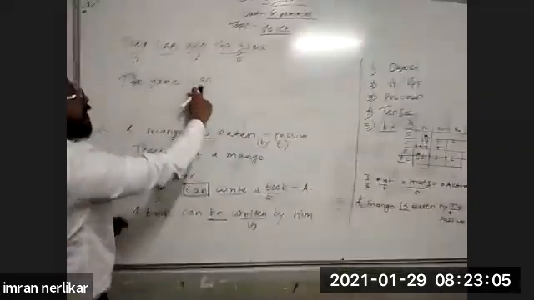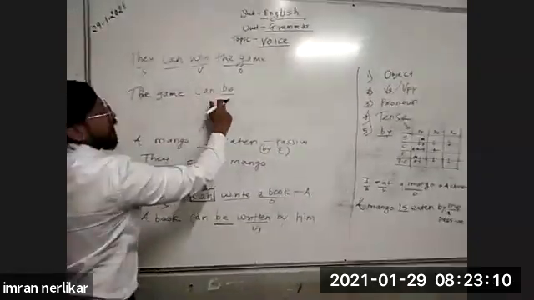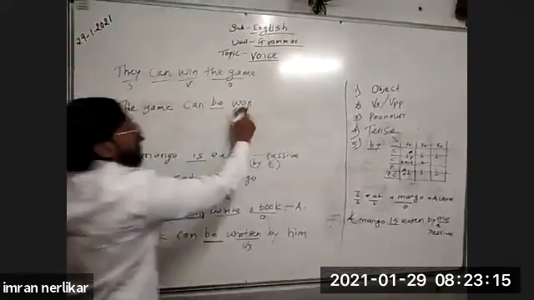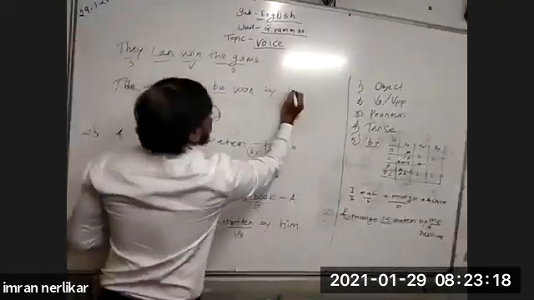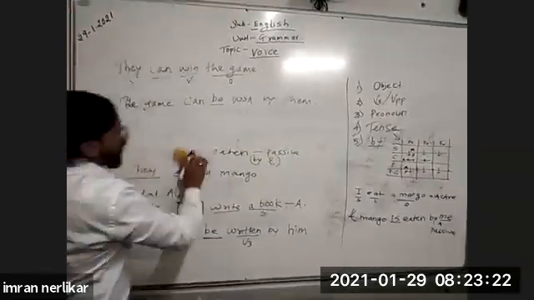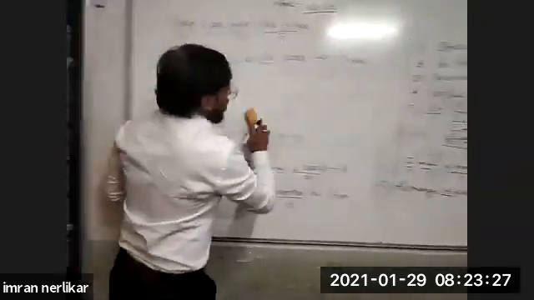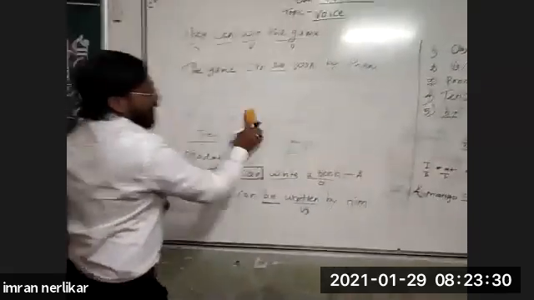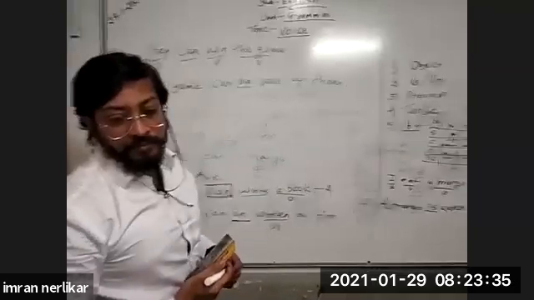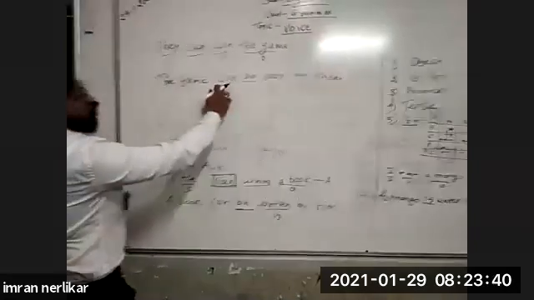After that, take be, same rule. The game can be, win will become third form, won, by, they will become them. The game can be won by them. Understood all of you? Then we'll take one more example with a different modal auxiliary.